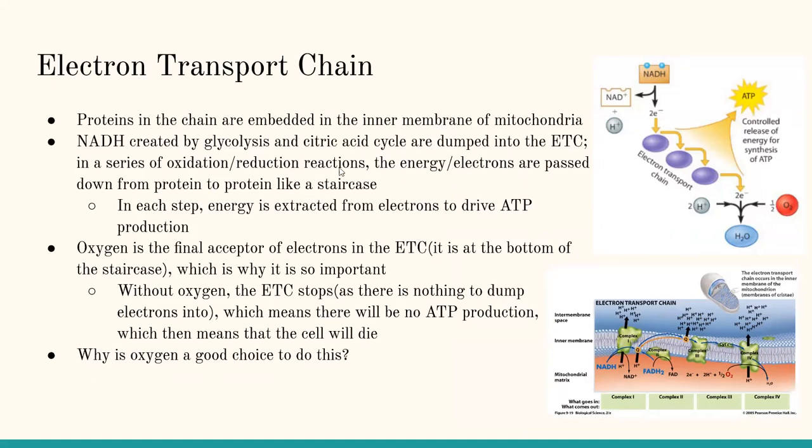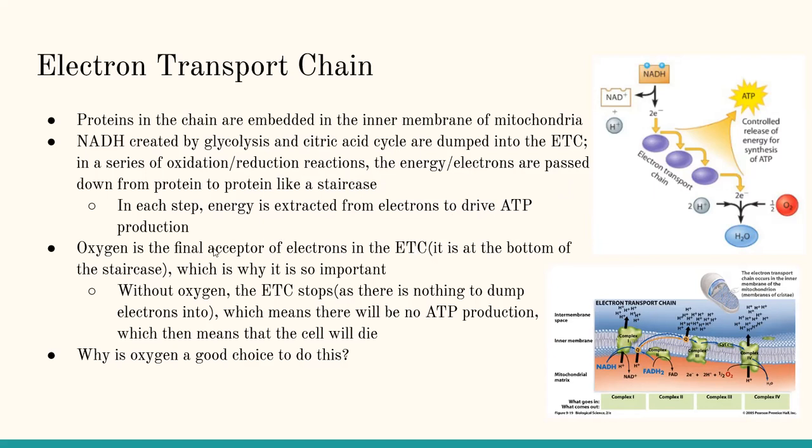In a series of oxidation and reduction reactions, the energy and electrons are passed down from protein to protein, like a staircase, which is a metaphor Professor Francis used. I believe we talked about oxidation and reduction reactions a lot in Chem 112 or Gen Chem 2. In each step, energy is extracted from electrons to drive ATP production.